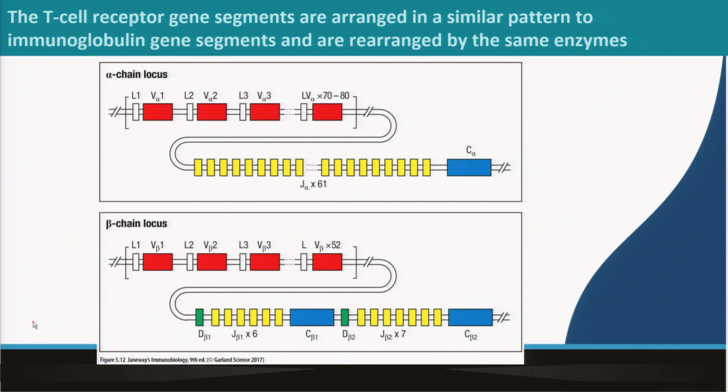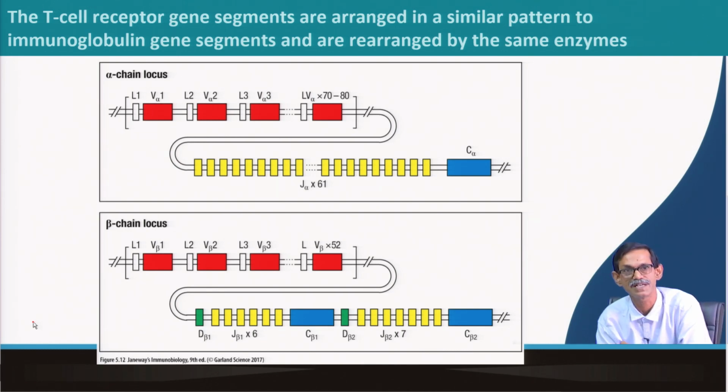So, here is the alpha chain locus of the T cell receptor. You see all the V1, V2, V3, and the numbers are different, which we already discussed. In the alpha chain they have only V and J, with a larger number of J segments, the same heptamer, nonamer, same RAG1, RAG2, same TdT, everything is the same. So there is no point in discussing the same thing again for the T cell receptor. Whatever knowledge you have, you just put it here.